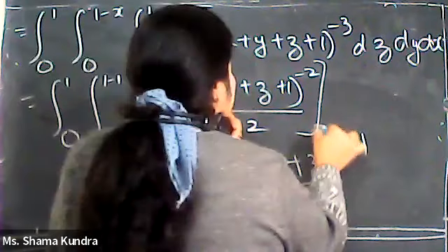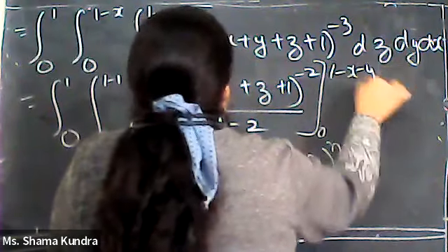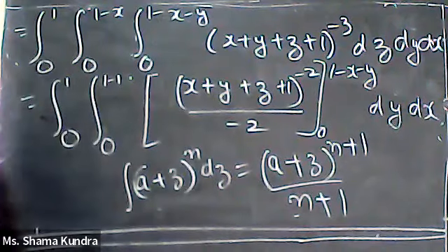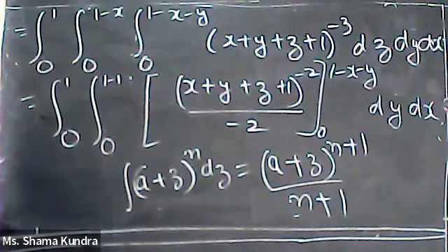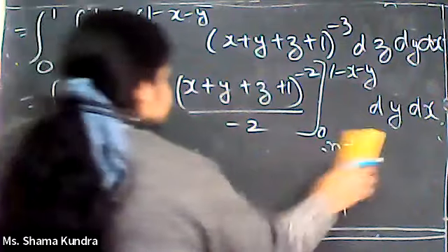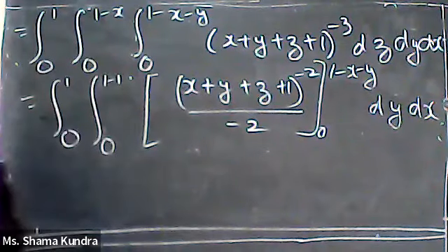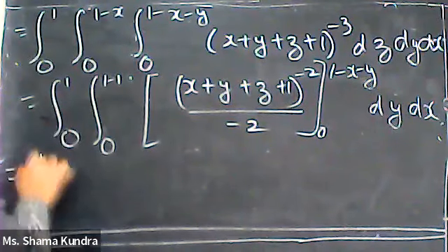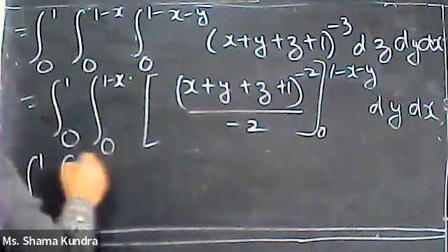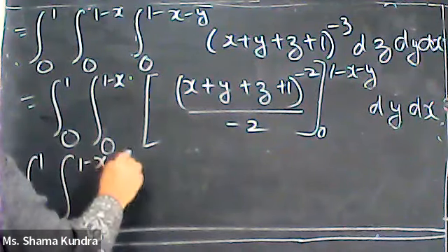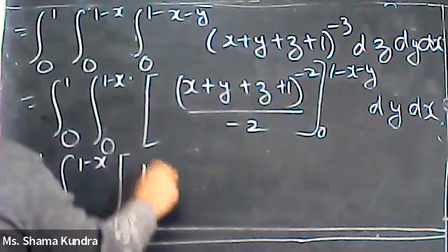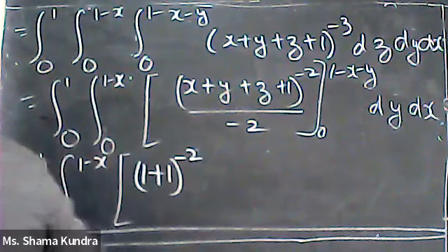Limits come on the right hand side: z from 0 to 1 minus x minus y, then dy and dx. Next step is upper limit minus lower limit. Put z equals 1 minus x minus y; x and y will cancel out, and we are left only with 1 plus 1, which is 2, to the power minus 2.